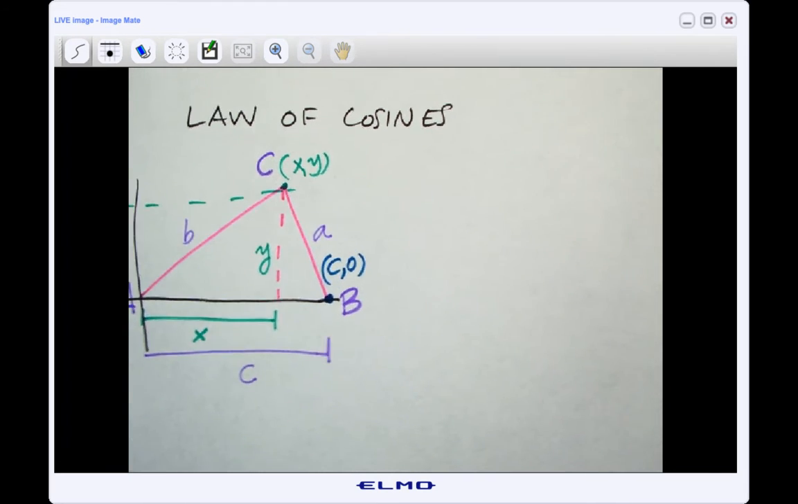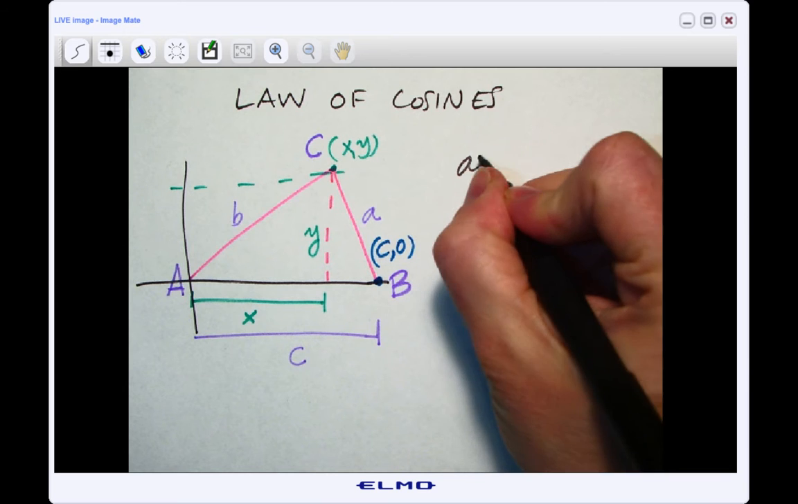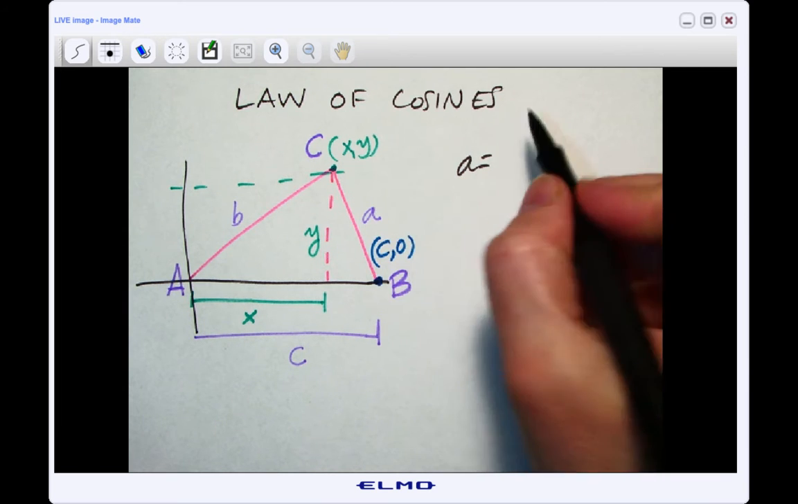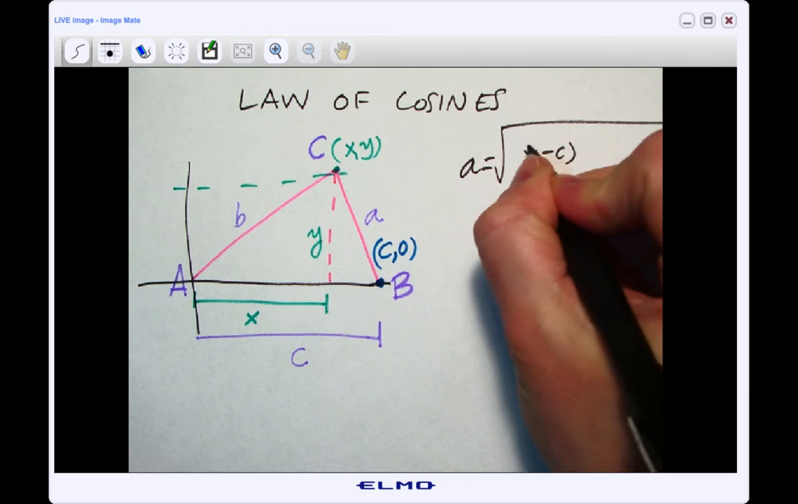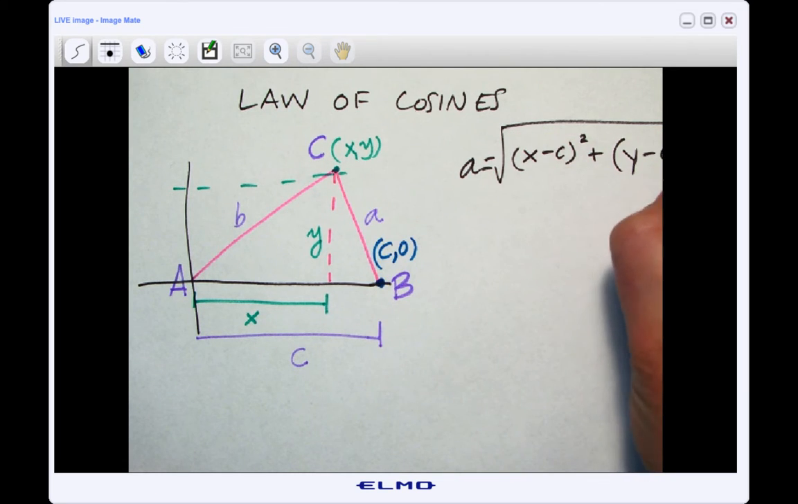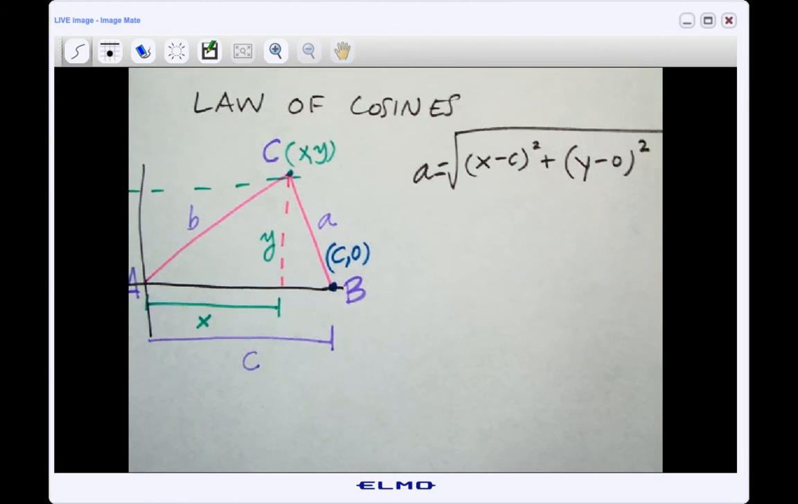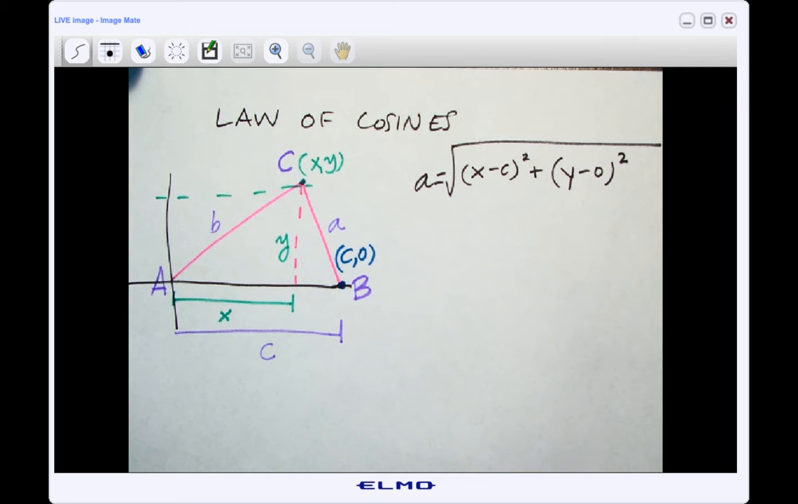Okay, so that's what I'm going to do. I'm going to describe it using my distance formula. So here we go. I'm going to say that A is equal to the square root of (x minus c) squared plus (y minus 0) squared. Okay, so again, that's awesome, but I don't really have any trig in there, right? And I'm trying to get to the law of cosines. So somehow I'm going to have to convert this information to cosines.